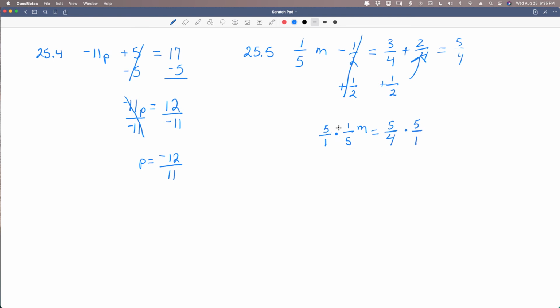So when we say 5 times 1, we have 5, and 1 times 5, we have 5. 5 over 5 is 1m. So these cancel each other out. M is equal to 5 times 5 is 25, and 4 times 1 is 4. And that is the answer for 25.5. All right, we have one more, and I'm going to let you work that one yourself.